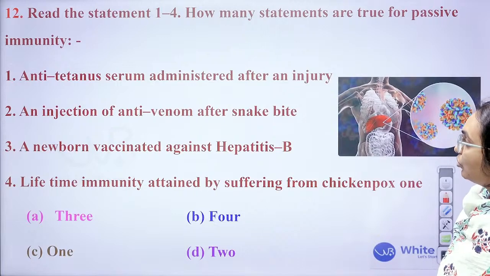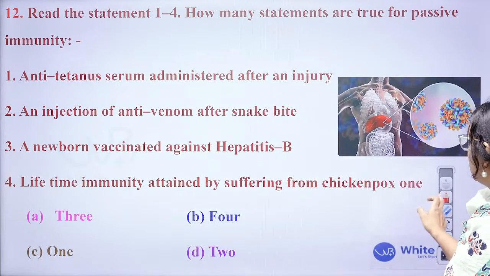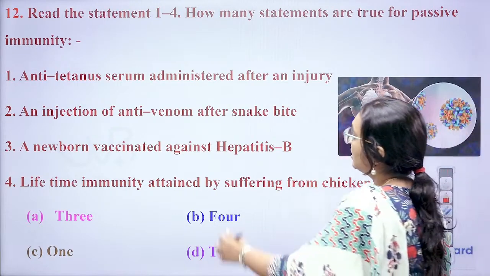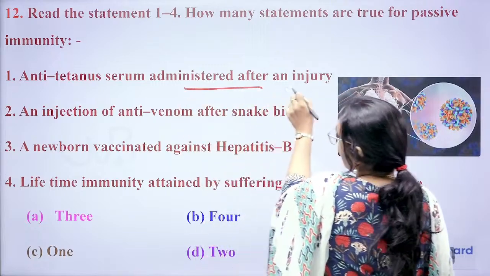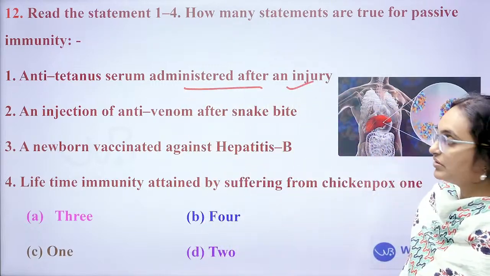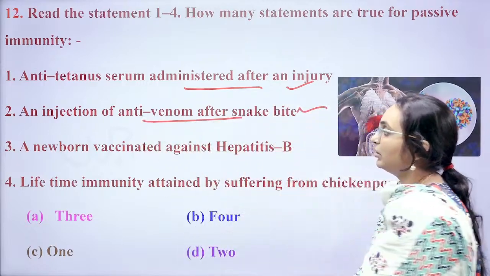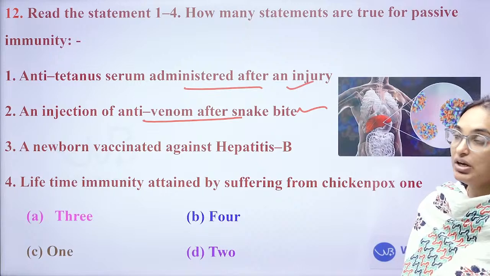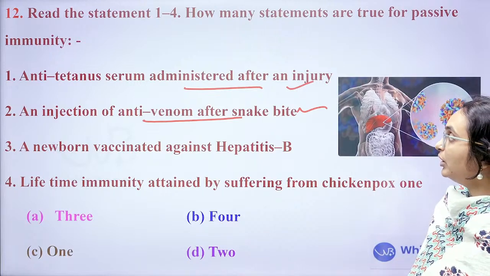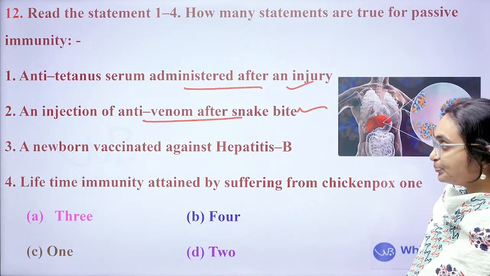Read statements 1 to 4. How many statements are true for passive immunity? Anti-tetanus serum administration after an injury. Yes, it is an example of passive immunity. An injection of antivenom after a snake bite. This is also an antibody-containing direct injection. That's why this is also an example of passive immunity.